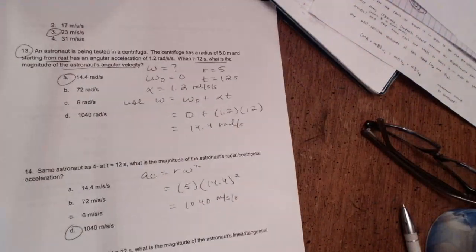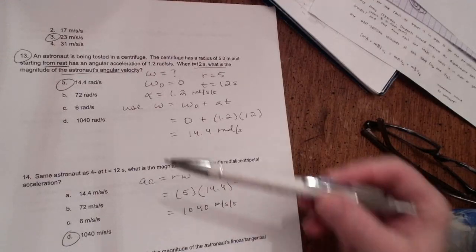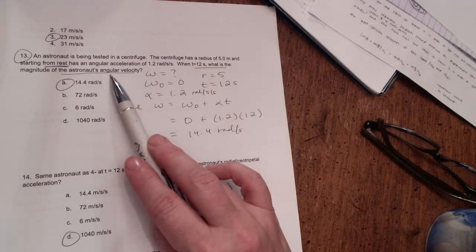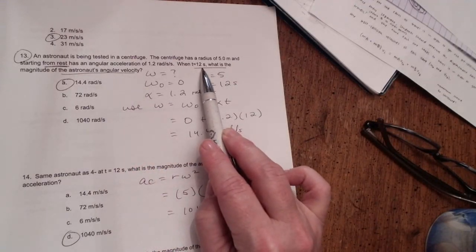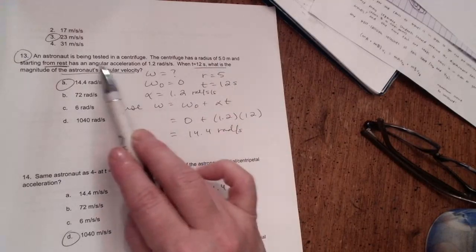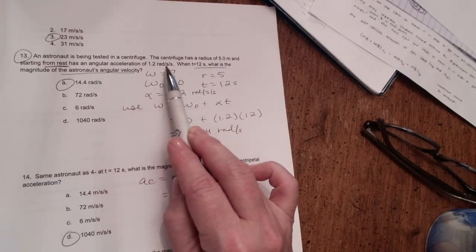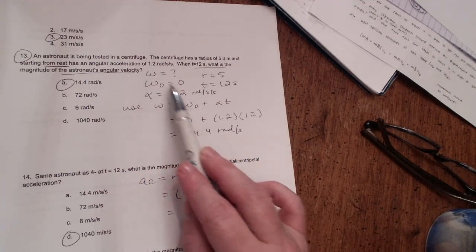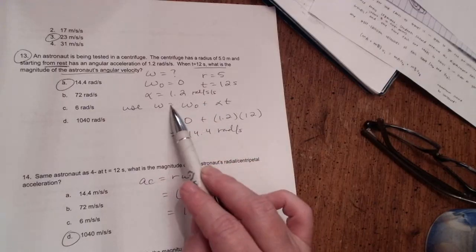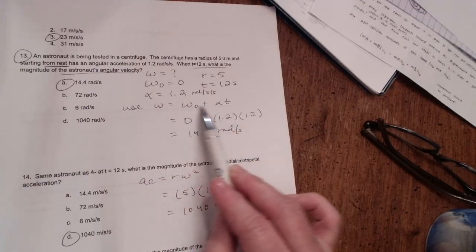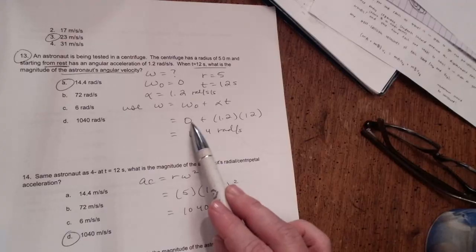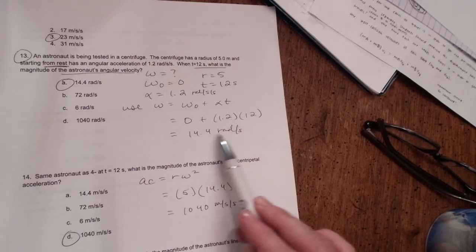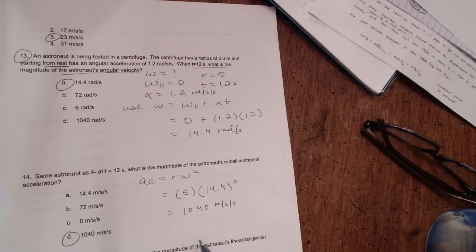Let's see. Okay, we got an astronaut and a centrifuge, so they're being spun. And we want another angular velocity at 12 seconds. We're given a radius. We're given, starting from rest, an acceleration. So we want like a final velocity here. And based on all our givens, we could use this equation. This is the first of our motion equations. So we put in our initial velocity at rest, acceleration, time. We get this value for the angular acceleration.